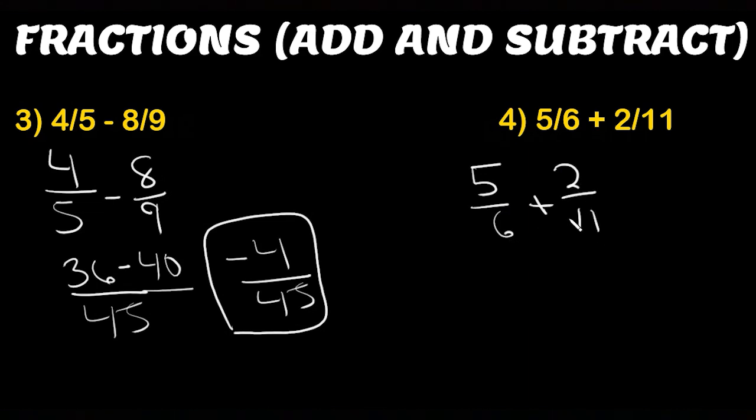So again, same thing here. I'm going to multiply right across. 6 times 11, I get 66. And then again, we're just going to go ahead and cross multiply. 5 times 11, 55. And then plus 6 times 2, that's going to give me 12.